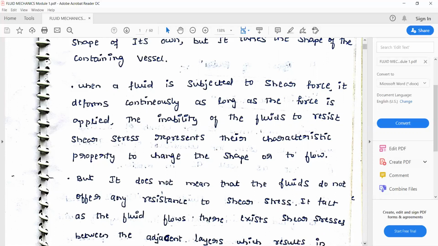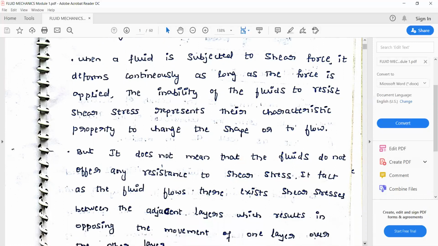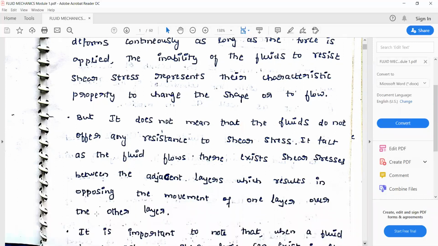Here you can observe, it does not mean that the fluid does not offer any resistance to shear stress. In fact, as the fluid flows, there exist shear stresses between the adjacent layers, which result in opposing the movement of one layer over the other layer. That means whenever the fluid is flowing through a pipe, it will flow layer by layer, and one layer will offer resistance to another layer because of velocity difference. If you consider any fluid at rest, there is no shear stress.